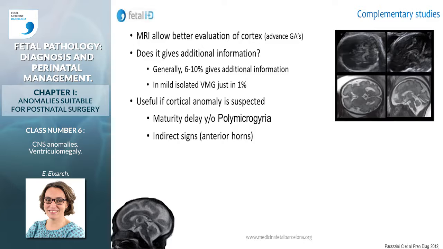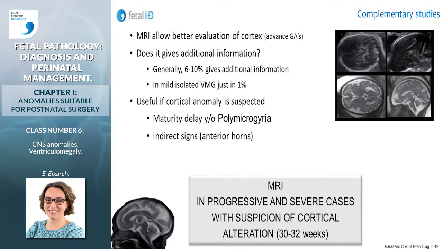What we do know is that MRI will help us if there is a suspicion of a cortical anomaly, as it can be a delayed maturity or suspicion of polymicrogyria, or indirect signs of pathology at this level. So, we won't indicate an MRI in all cases of ventriculomegaly, and we will preserve the evaluation in cases where there is severity criteria or progression, and when facing high suspicion of cortical anomaly. And when are we going to ask for it? If we want to assess the cortical development, we will ask for it at 30-32 weeks.